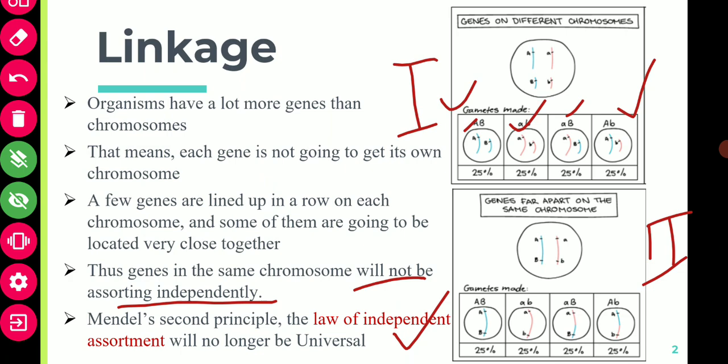Consider the second situation where genes are present on the same chromosome. They are not on different chromosomes, they are present on the same chromosome, but they are far apart. If they are far apart, there will not be any problem in combining all these four alleles together in four combinations, that is capital A capital B, capital A small b, small a capital B, and small a small b. All these four gametes are formed in equal proportion, that is 25% each.